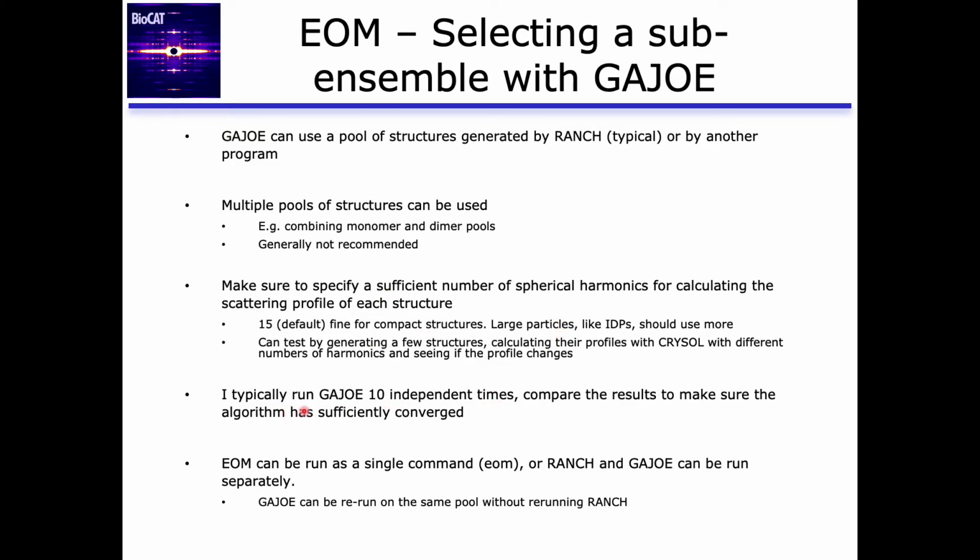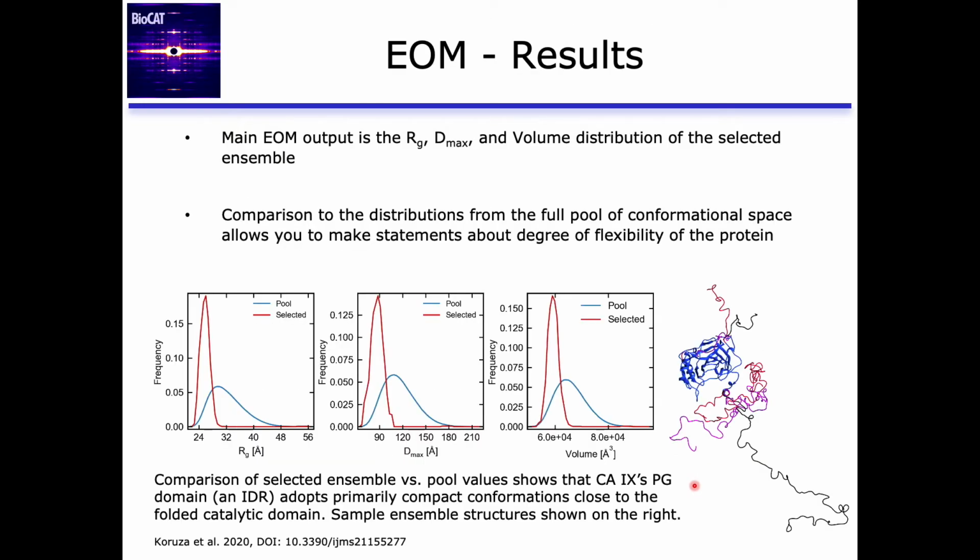I typically run the algorithm 10 independent times, and I compare the results to make sure that we've kind of reached a stable point in the algorithm and it's converged by the end. And I also want to note that EOM can be run as a single command, EOM, or you can run ranch and GAJOE separately from the command line. And you can rerun this algorithm, this GAJOE, with the same pool without rerunning ranch if you just want to change whatever kind of settings you're using in the algorithm itself. So that's how we run it.